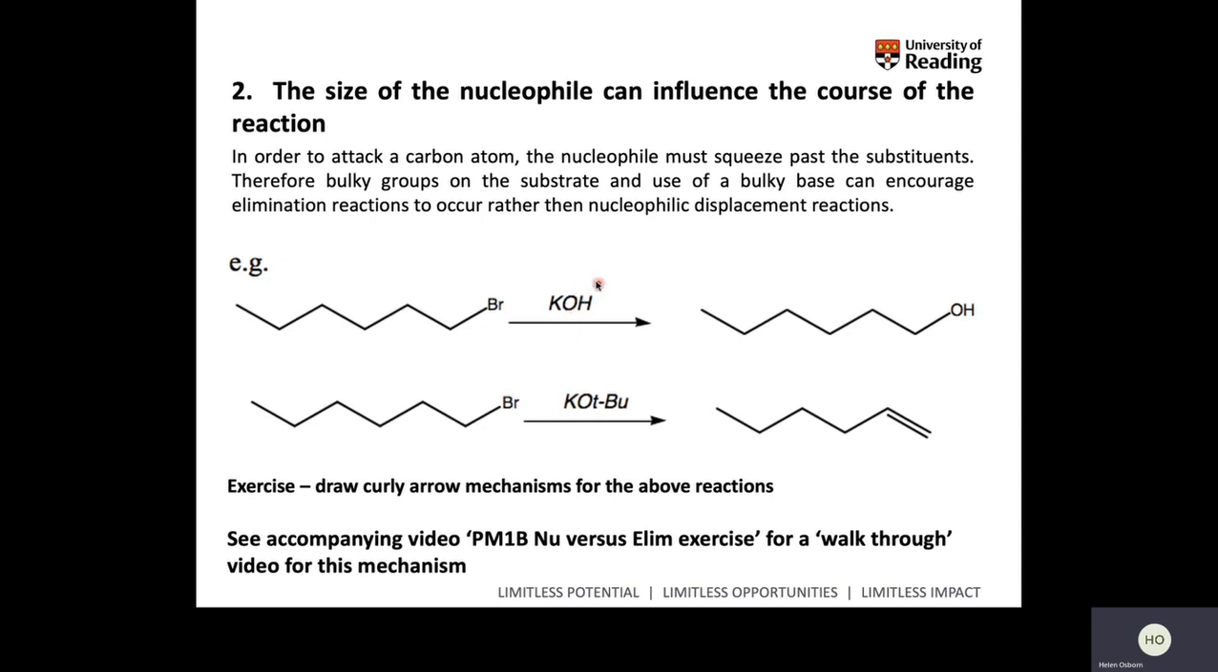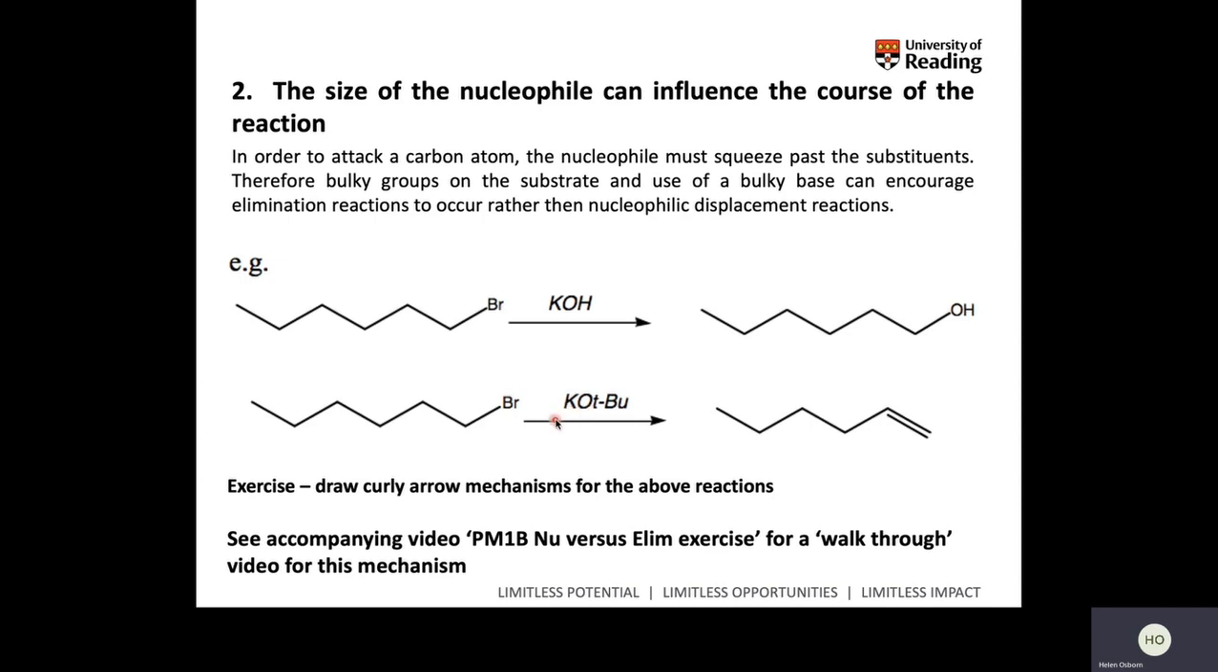So if we have something like this, which is quite small, that should be able to access a carbon to do a substitution reaction. However, in this case here, where it's very bulky, it's going to be very hard for that to access the carbon because it's got other groups along here. We're going to have a lot of steric hindrance. For this to be able to squeeze by and attack the carbon is going to require quite a lot of energy, making it disfavoured.